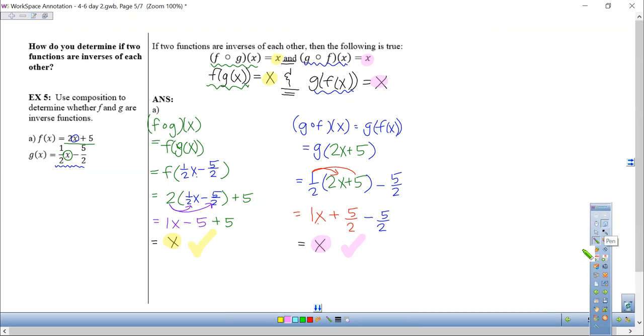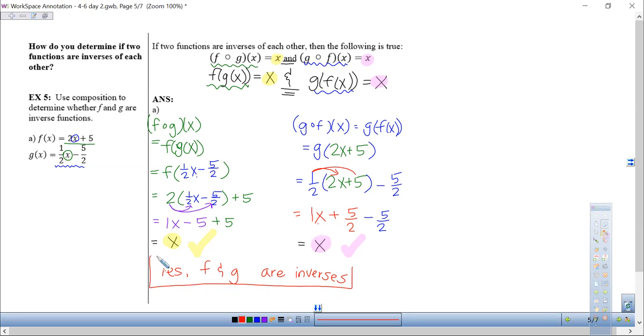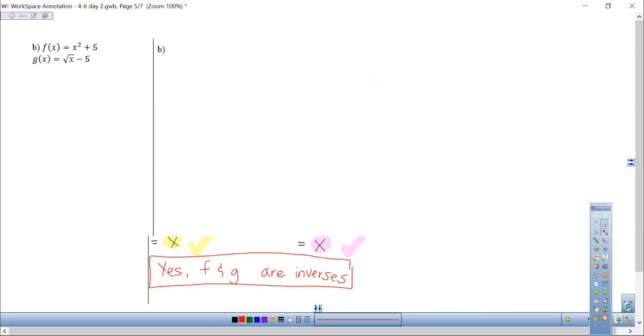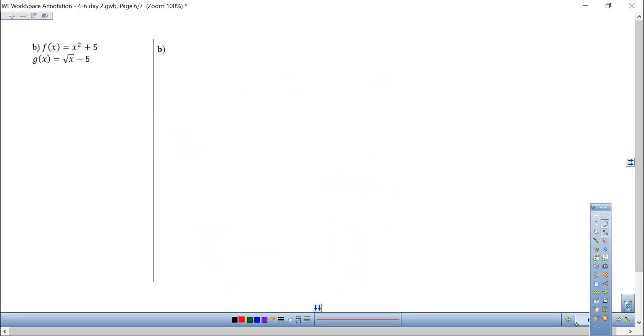So what this means is that, yes, f and g are inverses. I have to have both in order to have yes as my answer. Okay, so let's look at another one.